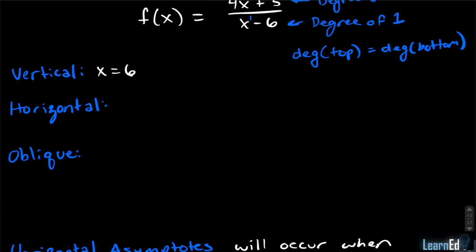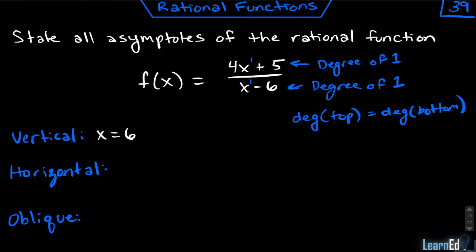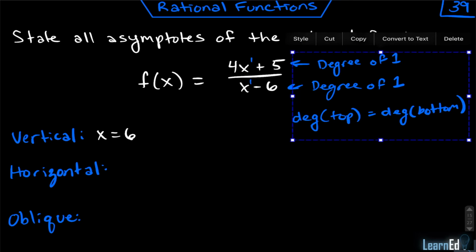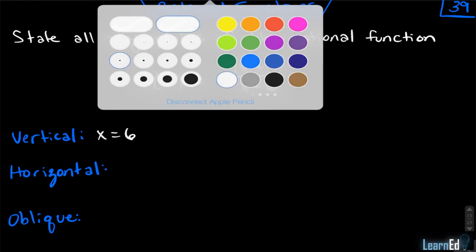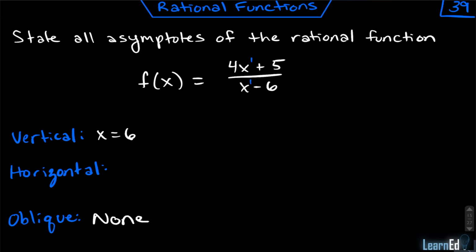For instance, if you had something like 2x squared over x, right? Here, the degree of the top is greater than the degree of the bottom. The degree of the top is 2, the degree of the bottom is 1. Okay, so that's the idea. So we won't get any oblique asymptotes. We can write down none. But we will get horizontal asymptotes.